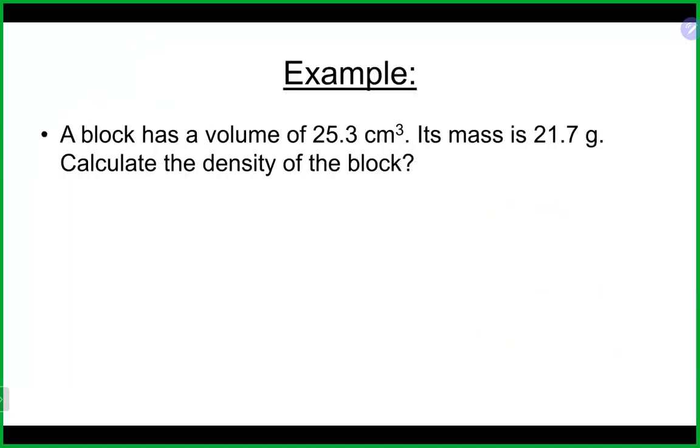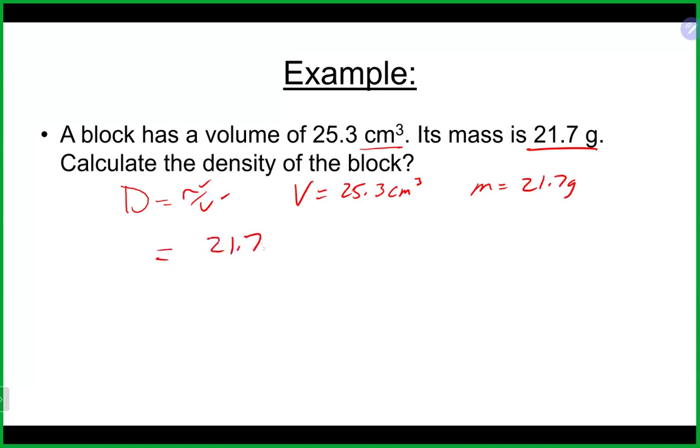I want to try one here. A block has a volume of 25.3 cubic centimeters. Its mass is 21.7 grams. What is the density of this? We're dealing with density, which is mass divided by volume. Obviously, cubic centimeters is our volume, and 21.7 grams is our mass. So in this case, we actually have everything that we need. So we could just plug and chug into this, 21.7 grams divided by 25.3 cubic centimeters.